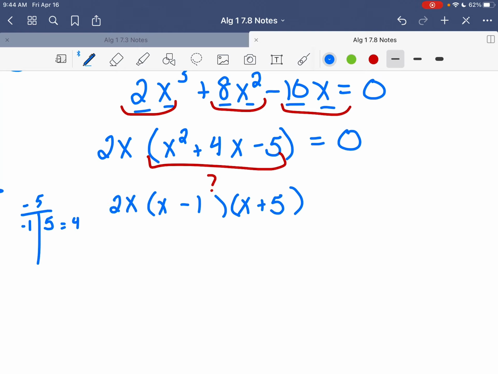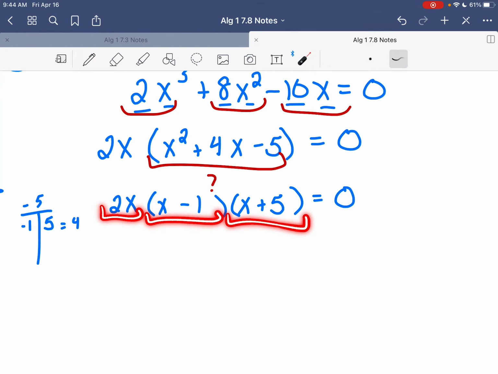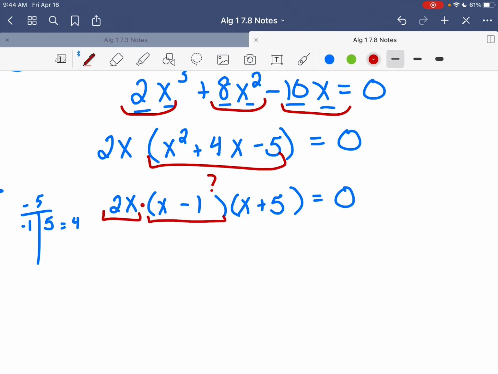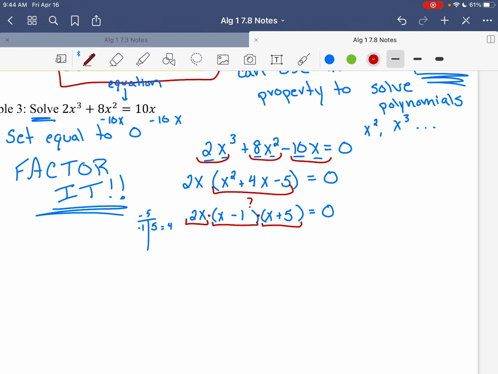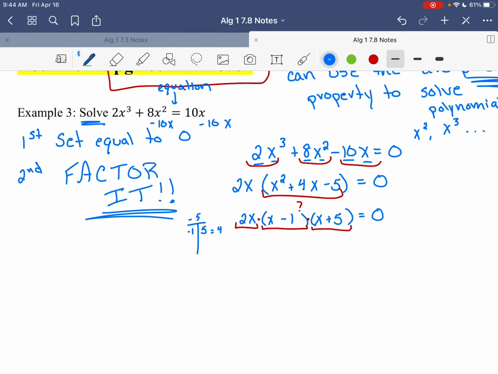Don't forget, I've got this factor out here. Equals 0. So here I technically have 3 factors, 1, 2, 3. They are now all products. So let's label each factor. There's a factor times this one times this one. So now that I have factors, third step, use the zero product property.